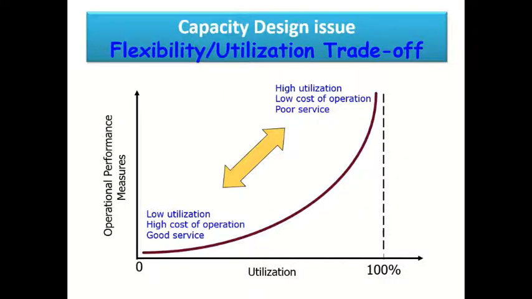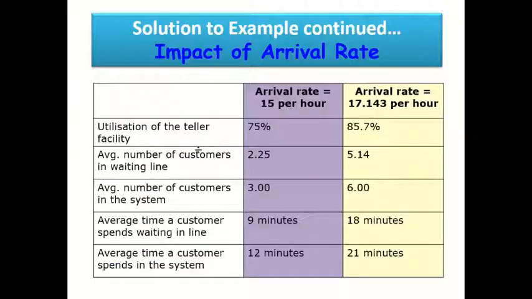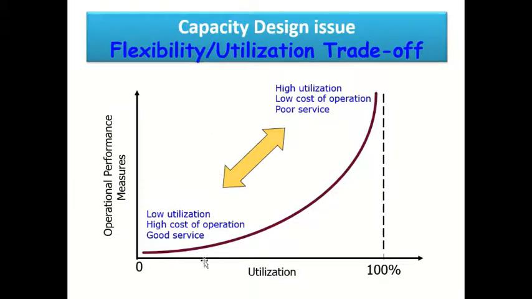Now we often plot how the operational performance measures vary according to utilization. As we saw in the previous example, when the utilization goes from 75% to 85.7%, all the performance parameters change. So if we plot the parameters, what we see is that as the utilization of servers increases, the performance measures follow this kind of increasing trend.